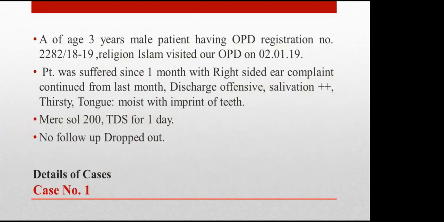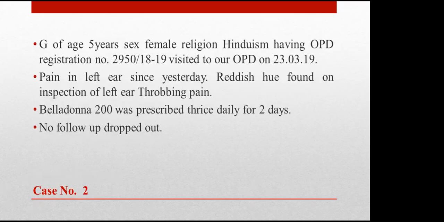Case one: a 3 years male patient, having OPD registration number this, and the patient was suffering since 1 month with right-sided ear complaint continued from last month. Discharge offensive, salivation, thirsty tongue, moist with imprint of teeth. The medicine indicated was Mercurius sol, and Mercurius sol 200 was given TDS for 1 day. No follow-up, patient dropped out. Case two: a 5 years female with left ear pain from one day, redness found on inspection of left ear, throbbing pain, belladonna was given for 2 days, thrice daily. No follow-up, this patient also dropped out.